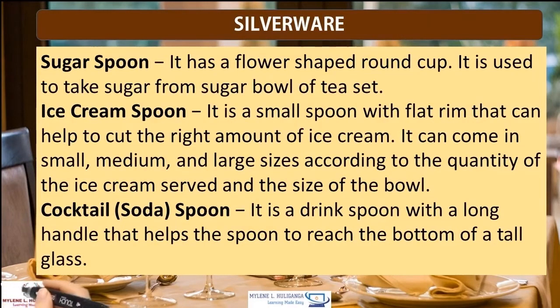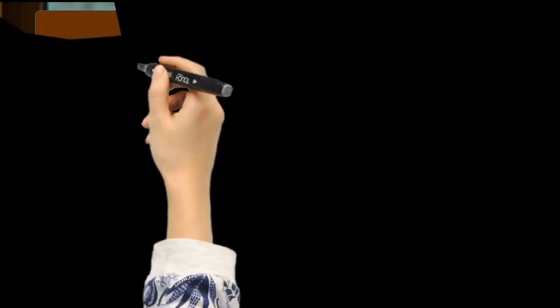The ice cream spoon. The ice cream spoon is a small spoon with a flat rim that can help to cut the right amount of ice cream. It can come in small, medium, and large sizes according to the quantity of the ice cream.